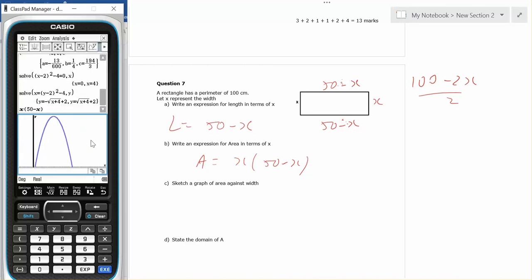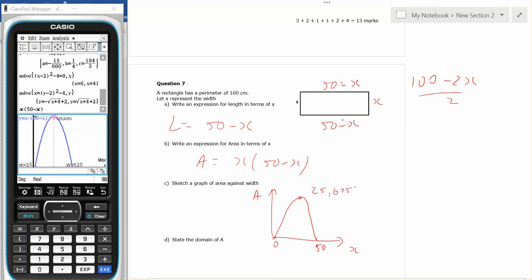All right, so I want to draw the graph. I need my x-intercepts. They should be 0 and 50. I already know it just by looking at the equation, but if you're not sure, by all means use the calculator. So 0 to 50, and my maximum is at (25, 625). Your graph is going to look something like this. This is area, this is x. You're going to have 0, 50, and that's (25, 625). Just label all the coordinates.